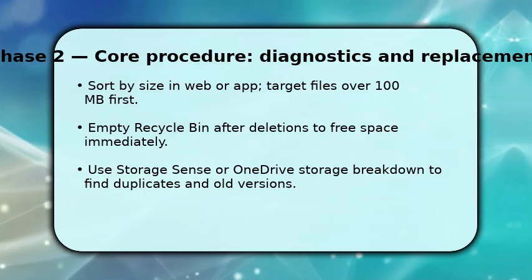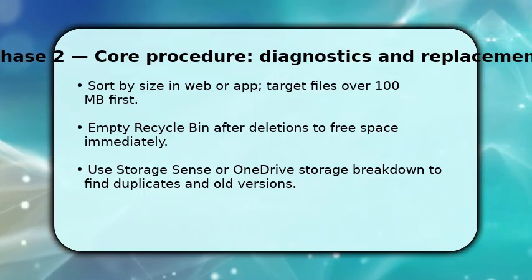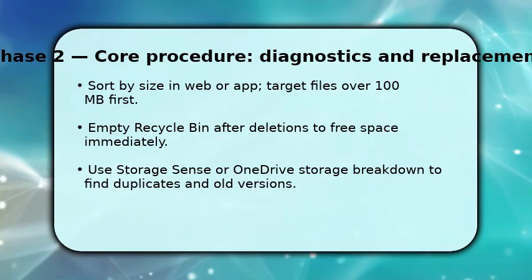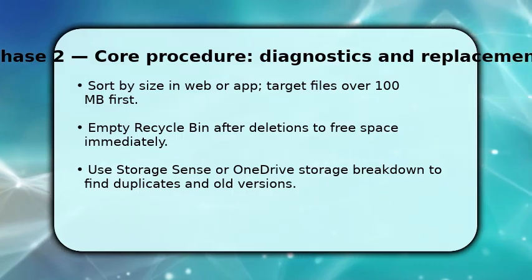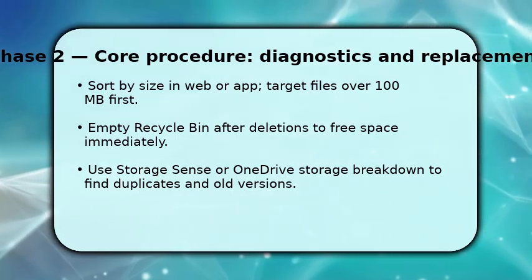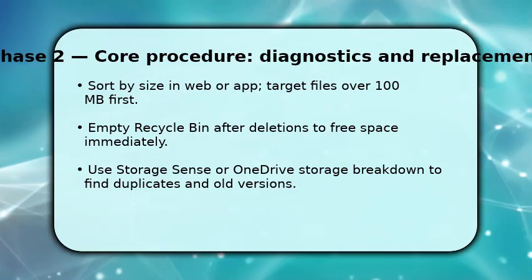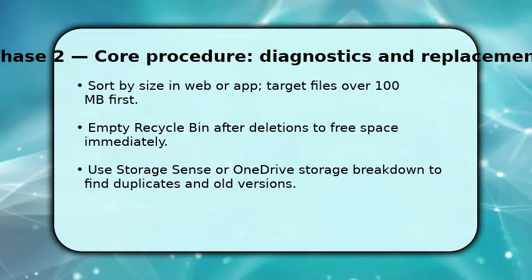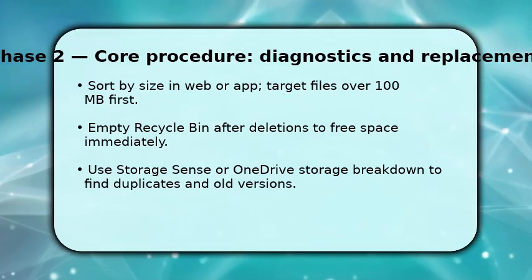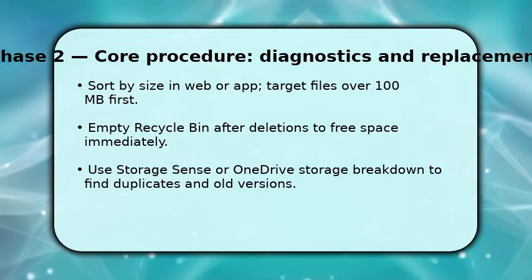Use the web view to sort by size because it reliably exposes massive items. Then delete and immediately empty the OneDrive recycle bin so space is reclaimed. If versioning is active, review and remove old file versions. To avoid accidental loss, download critical items to a local backup or external drive.